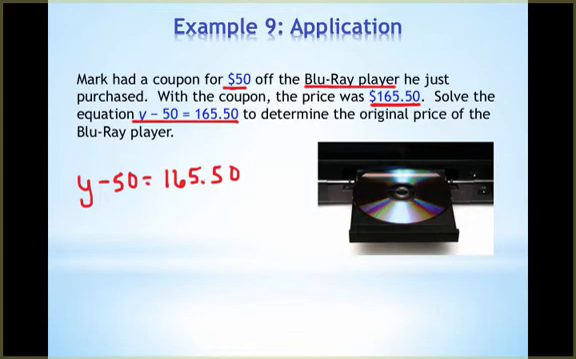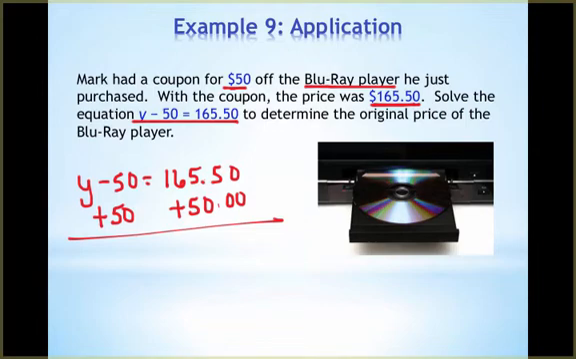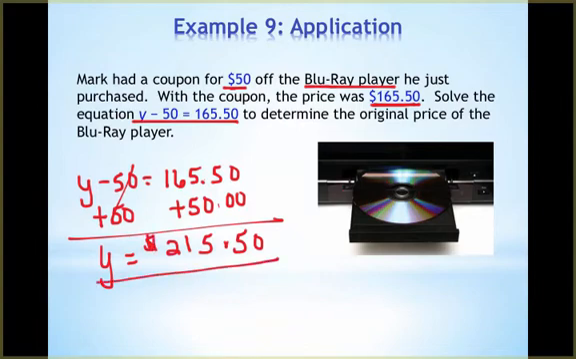So if I have y minus 50, by the addition principle, I can add 50 to both sides. Let's put those zeros there to line those up. And now 165.50 plus 50 would be $215.50. So if he had not had the coupon, that would have been his purchase price for the item.